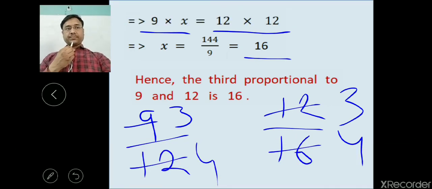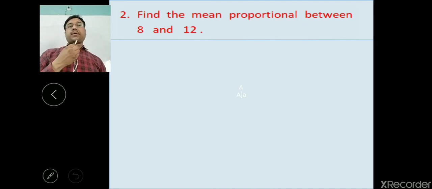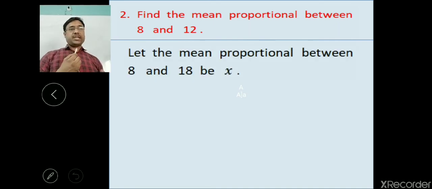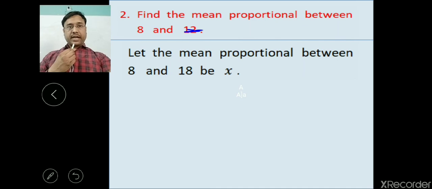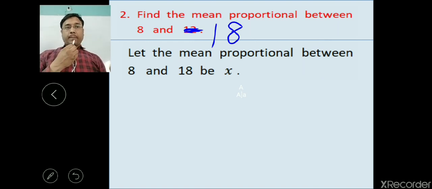Now next, find the mean proportional between 8 and 12. What will be the mean proportional between 8 and 12? Actually students, here we can change the number to 18. You will write that it is 18. So the mean proportional between 8 and 18 you have to find. So let the mean proportional between 8 and 18 be x.